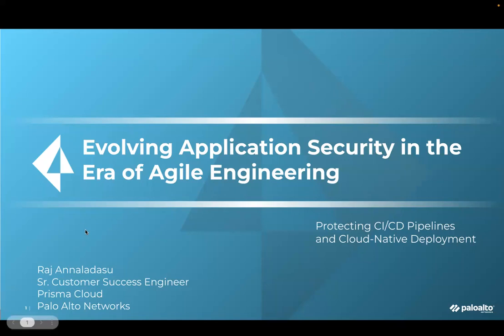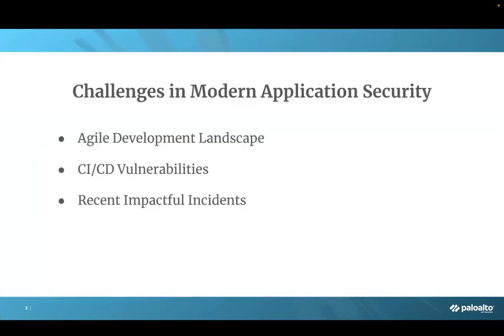So go to the first slide. What are the challenges today in modern application security? We're going to highlight some of those. Recent incidents make it very clear that a single unsecure step in your CI/CD pipeline can have outsized impact on your organization. Some examples: in 2021, the PHP incident.